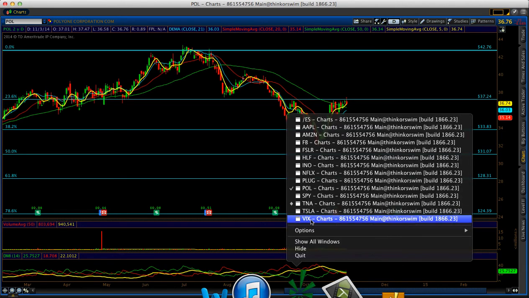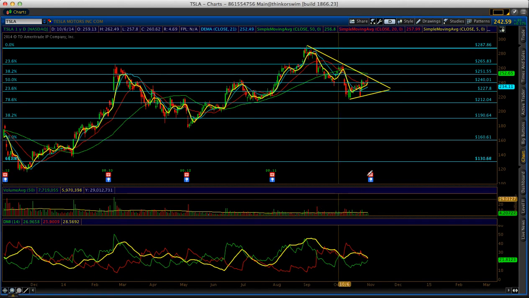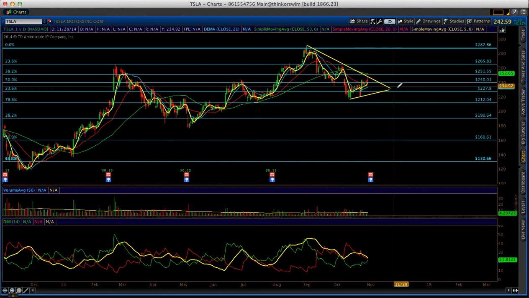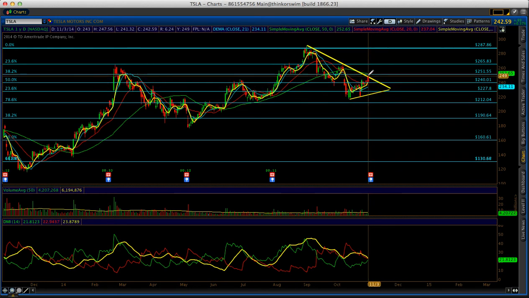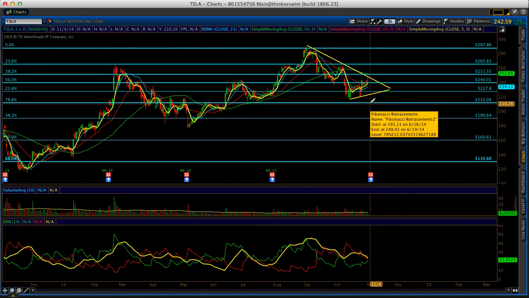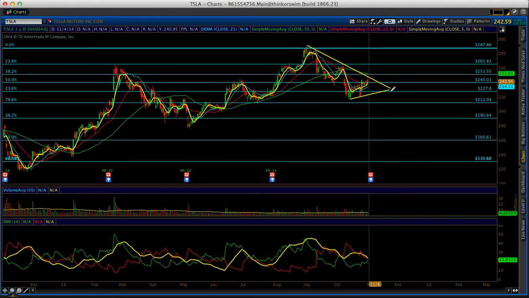Now let's talk about the last one. Let's talk about Tesla. Tesla is gonna report, I think, Wednesday after market close. It's inside this triangle, and I think if the numbers are not good, we're gonna test the bottom of the triangle, or probably Fibonacci support 212. If the report is good, I think we're gonna go to 265. Those are my levels.